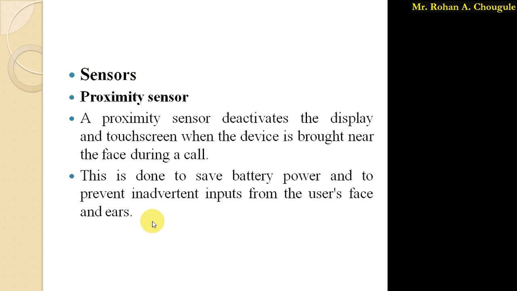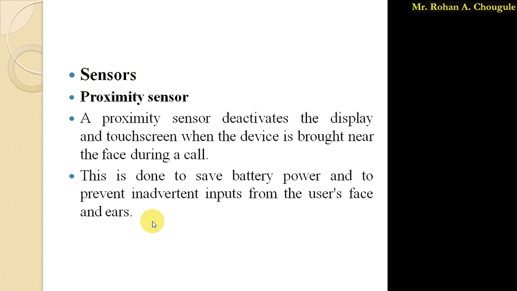It has a proximity sensor. Okay, you know how that proximity sensor works. So basically, this proximity sensor deactivates the display and touch screen when the device is brought near to the face during the call. So when a call is going on, we bring our phone near to our face. At some distance, when your phone comes at a particular distance, your screen, touch screen and display will get automatically deactivated.